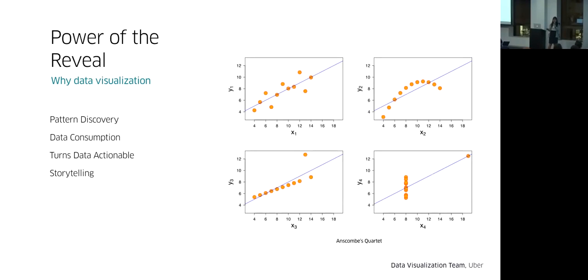Many of you in data science might be very familiar with this example. All four of the data sets have exactly the same statistical properties. They have the same mean, sample variance, linear regression, and even XY correlations. But once you plot all of them on a simple plot, you can tell they are significantly different data sets. So data visualization helps us reveal the patterns underneath the data. It makes data a lot easier to consume.